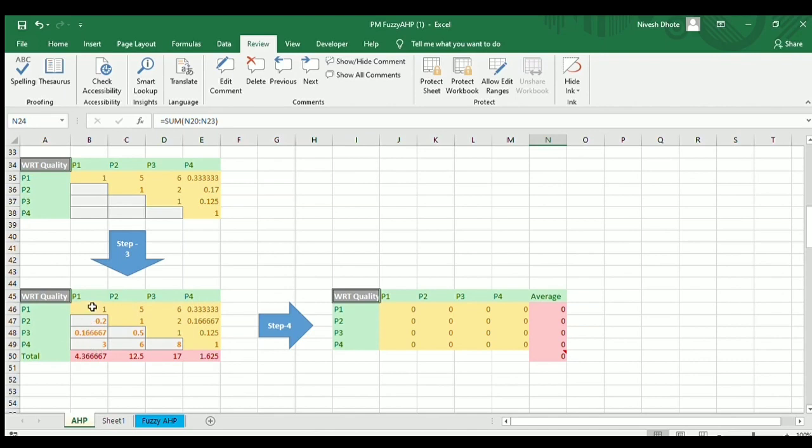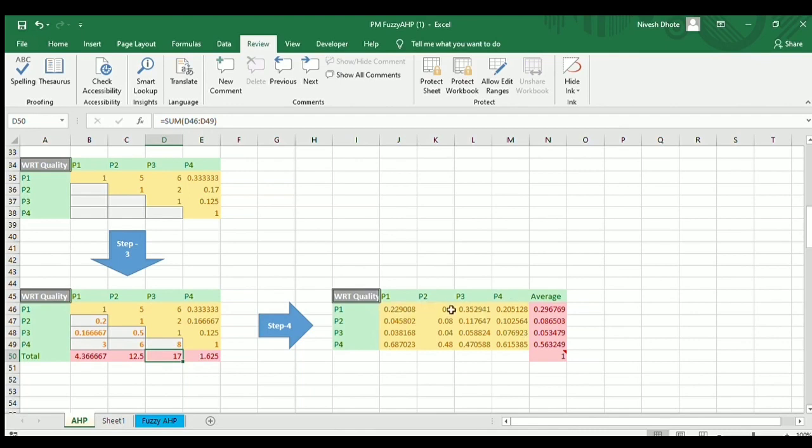Our next step is again to add all these values. We will figure out the sum of this, similarly the P2 sum, and you can see we have used the sum function. Now, as you can recall, our next step is, you guessed it correctly, to normalize these values. So 1 divided by 4.36 is P1 with respect to P1, which is 0.2290. Similarly, 0.2 divided by 4.36 is 0.04, and we fill out all the empty cells.